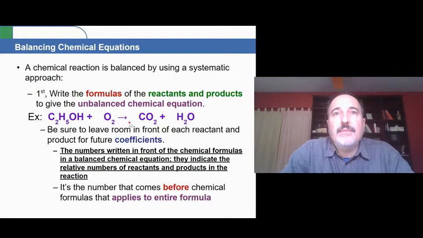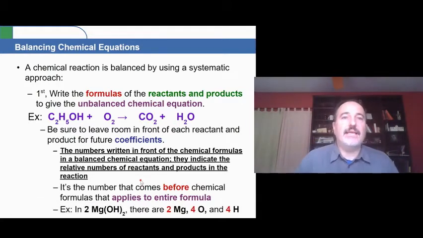So if I put a number here in front of the CO2, let's say I put a 2 there, that would apply to just the carbon dioxide. That would mean that I would have 2 carbons and 4 oxygens. But since it's separated by the plus, any number that I put in front of the CO2 will not affect the waters. Keep that in mind, all right?